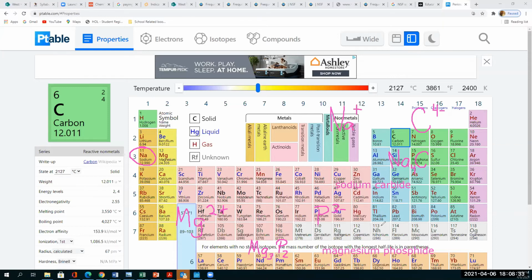Group 13: 3 plus. Not period 13, I'm sorry, group 13. What about group 17? It's going to be negative. That's right, it only needs -1. Don't forget all the stuff that you learned before.